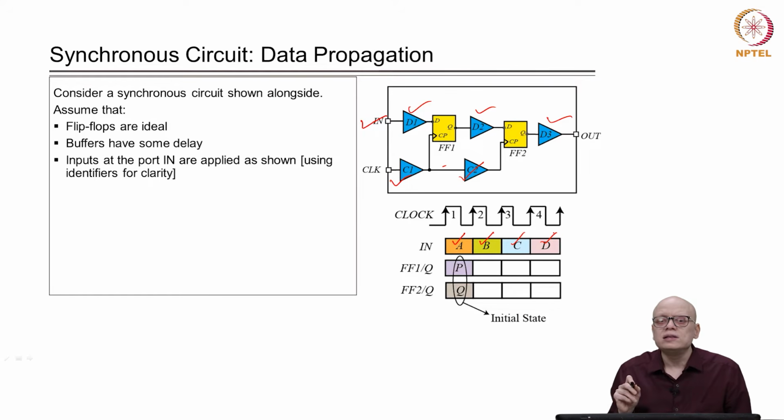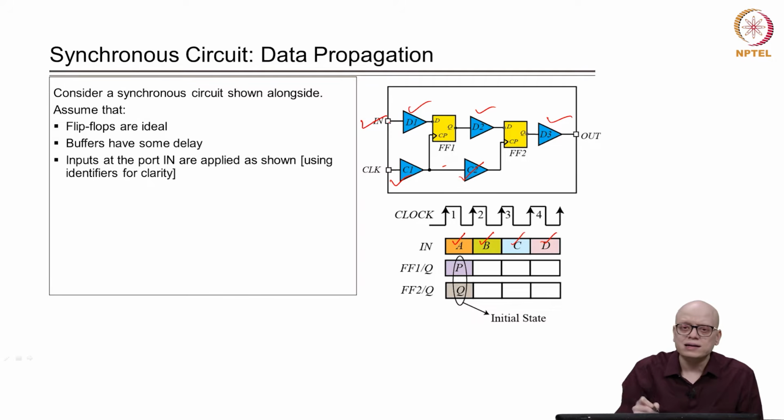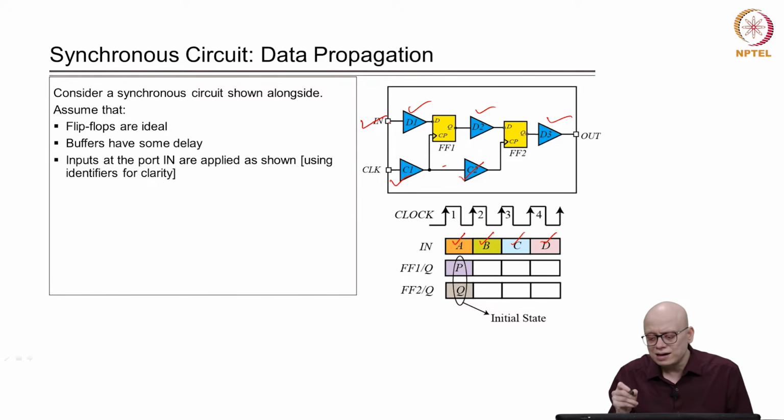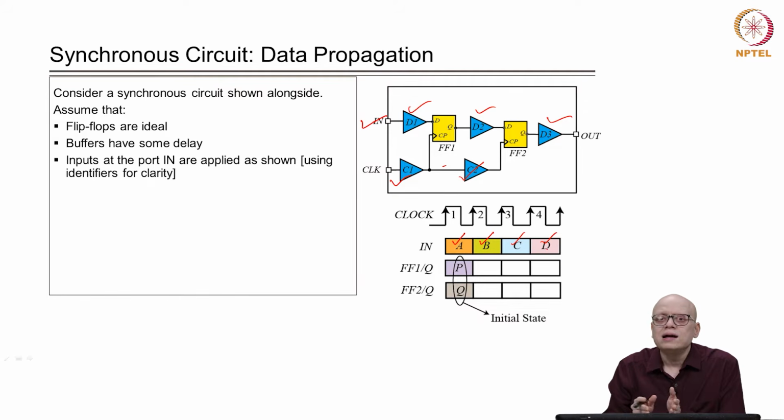Typically the input that will be coming at in will be a digital value, meaning that it will be either 0 or 1, right. But for our analysis I have represented it using A, B, C, D so that we can easily understand what is happening in our circuit. So we have given different identifiers to signals at different clock cycles, right.